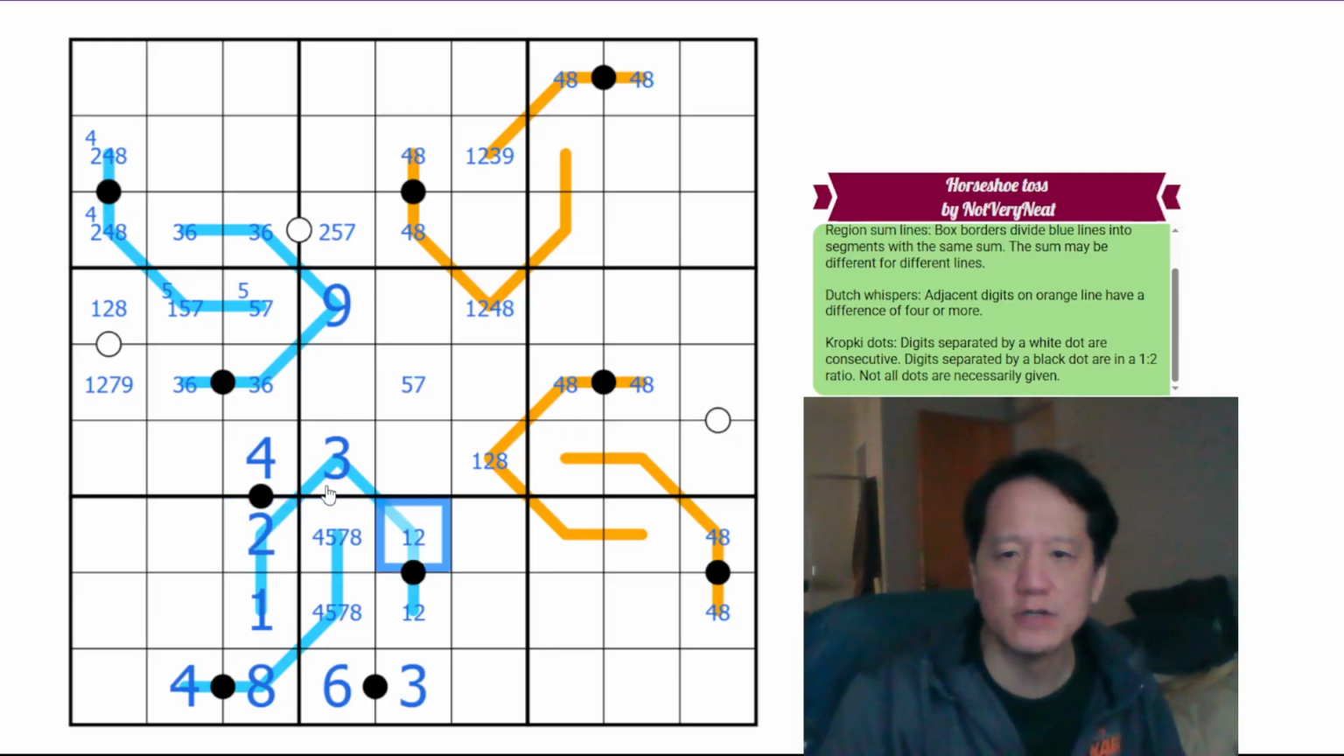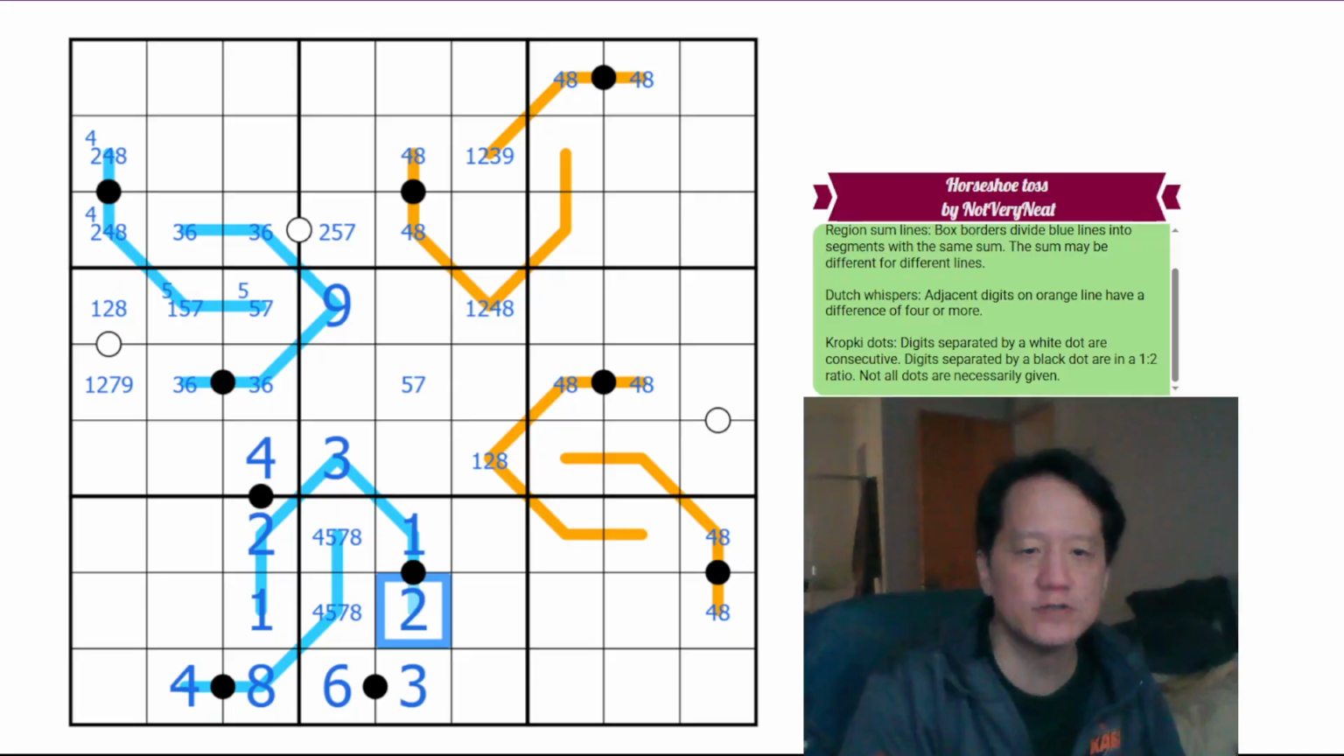2 eliminates 2 here. So this must be 1 and 2 there.